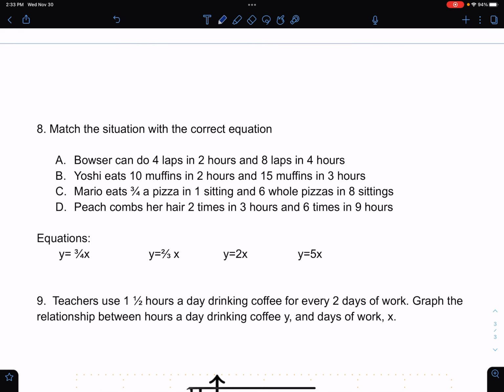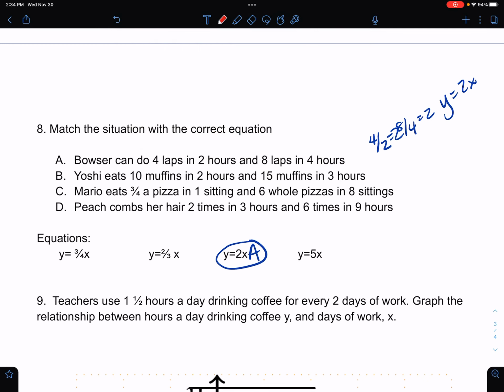All right, so since we're matching the equation, so A is 4 over 2, or 8 over 4. Both of those are reduced to 2. And I know that my equation is y equals kx. If x is 2, this one is A. Okay, let's try the next problem.